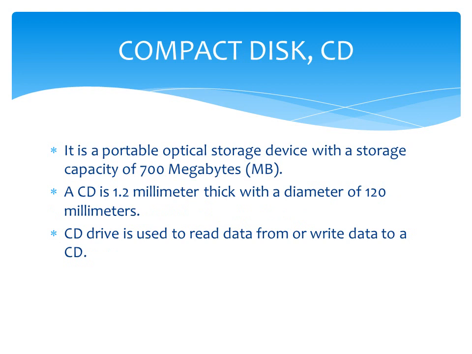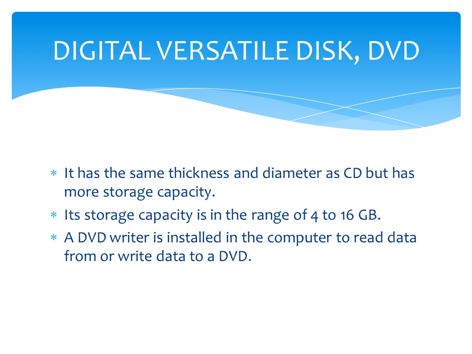Next is the compact disc or CD. It is also a portable optical storage device. Optical means it stores data using light energy or light technology, and it has a storage capacity of 700 megabytes. It is 1.2 millimeters thick with a diameter of 120 millimeters. A CD drive is used to read data from or write data to a CD.